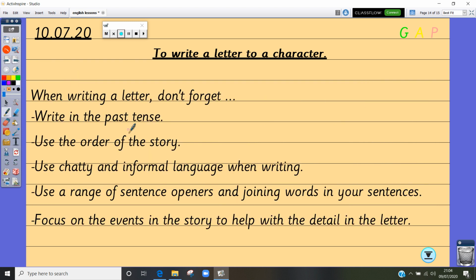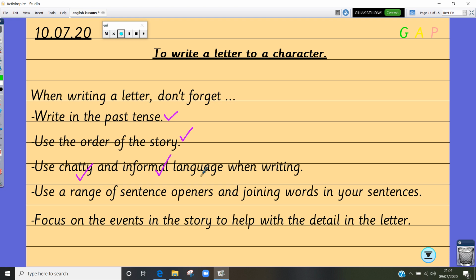Let's have a look what else I put. So I've written it in the past tense because it's already happened. I have done it in the order of the story. I have used chatty and informal language when I've been writing. I have used a range of sentence openers and joining words and questions. Let's just pop a question mark on there because I have included some questions, and I have focused on the events like throwing the ladder or throwing the milkman and getting into trouble, which is my detail, isn't it? Okay, so I think actually I can tick the majority of these off my list because I have included them in my letter. My letter isn't quite finished yet either.